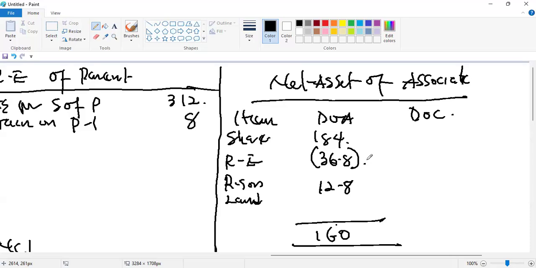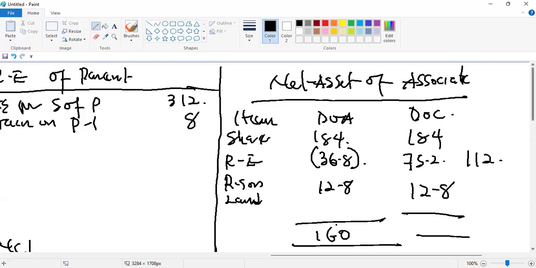So at acquisition, 184. There is no further. I'll go to the statement of financial position. Therefore, to the retained earnings so that I can share profit, 75.2. So what is it supposed to share now? DOC minus DOA, 75.2 minus 112.